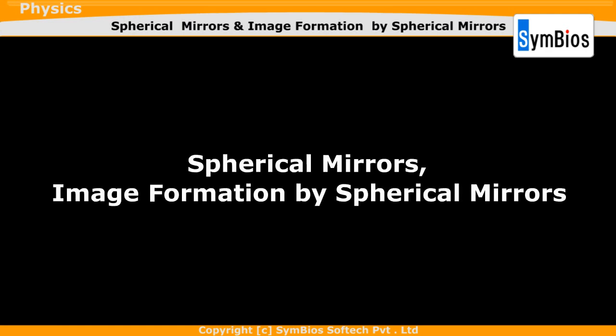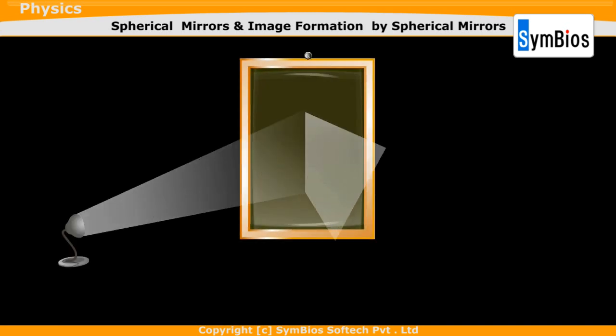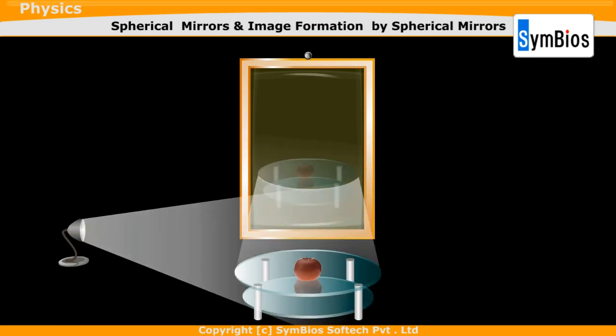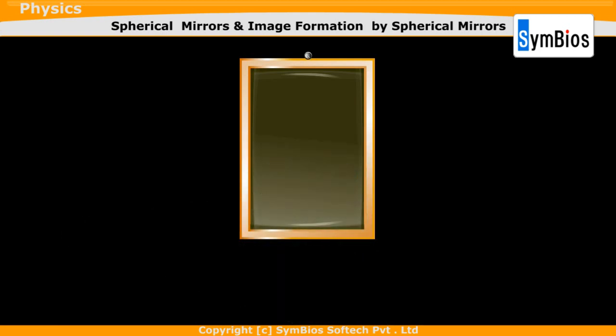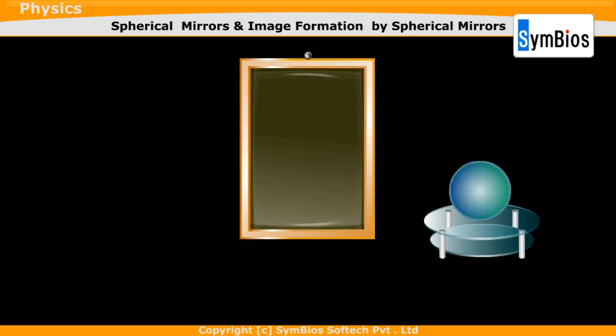Spherical mirrors. Image formation by spherical mirrors. A highly polished surface, such as a mirror, reflects most of the light falling on it. As a result of reflection, images are formed. There are two types of mirrors, namely plane mirrors and spherical mirrors.